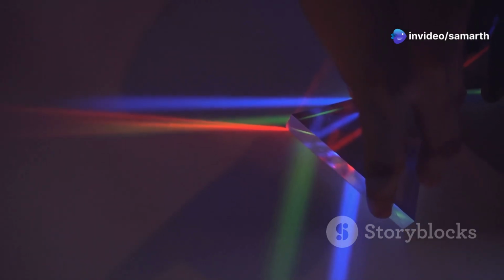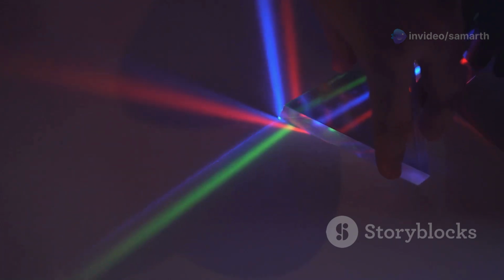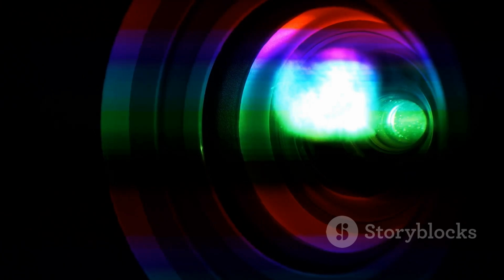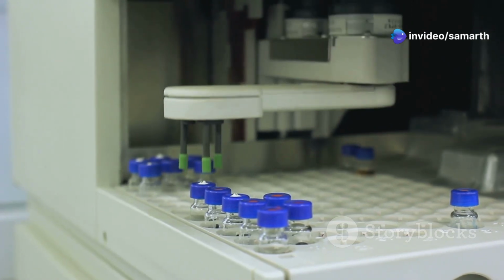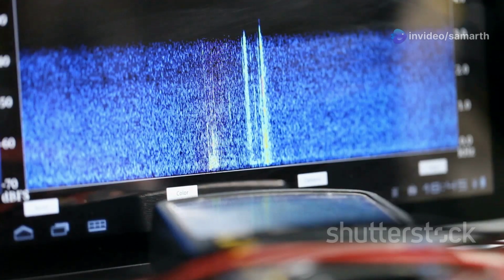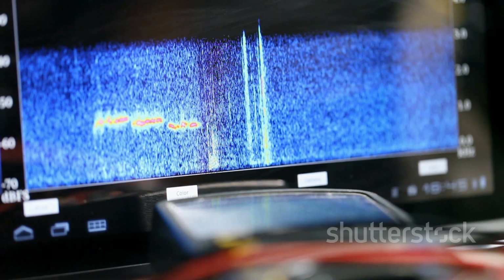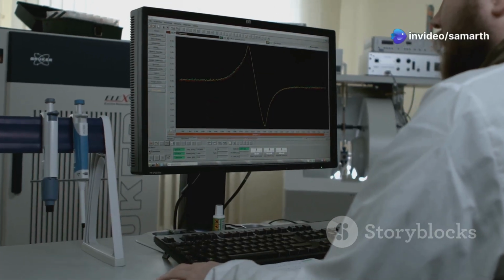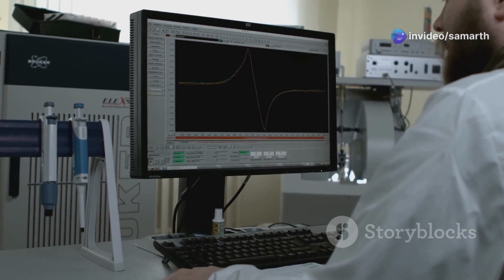It uses a beam splitter to split the IR beam into two beams, one of which passes through the sample while the other acts as a reference beam. The two beams are then recombined, creating an interference pattern. 3. The sample holder. This holds the sample being analyzed and allows the IR beam to pass through it. 4. The detector. This component measures the intensity of the IR radiation that passes through the sample. 5. The computer. This component controls the instrument, processes the data, and displays the resulting spectrum.